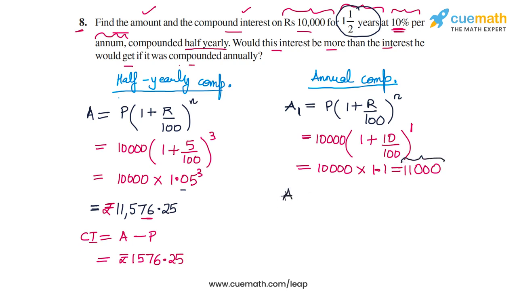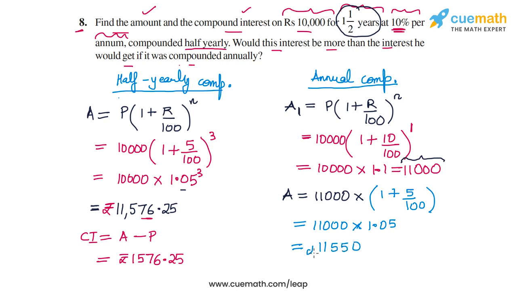So let's call that total amount A. So that will be 11,000, the amount after 1 year, into, for the remaining half year, the interest will be 5%. Because the interest is 10% per annum. So for the remaining half year, we will multiply this by 1 plus 5 by 100 because the rate of interest has to be taken as 5%. So what do we get? We get 11,000 into 1 plus 5 by 100 is 1.05, and that times 11,000 is 11,550. So this is the total amount that we get in the second scenario when compounding is happening annually.